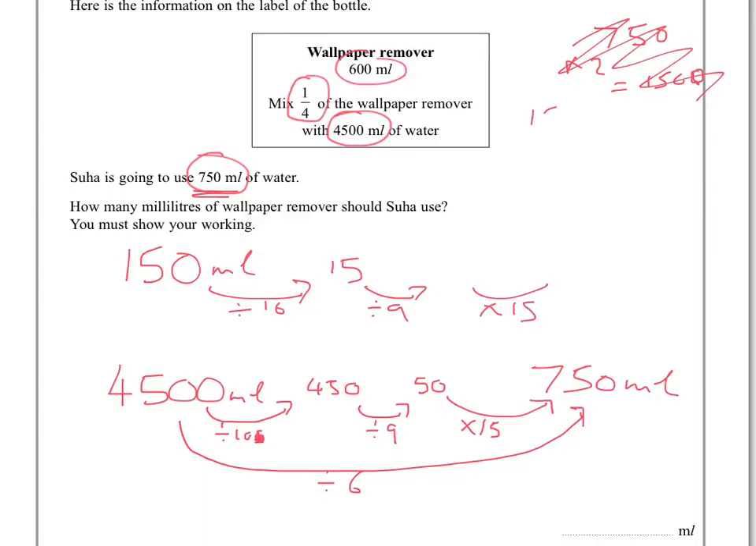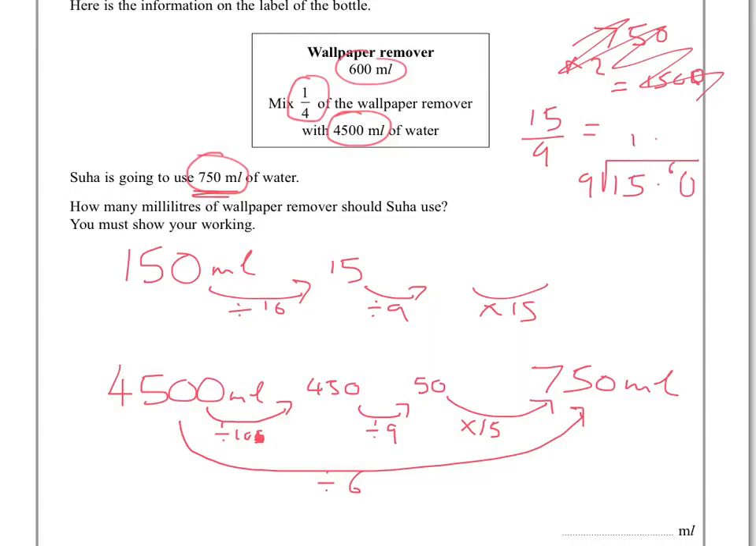Well, we could do that like this, 15 divided by 9. Or we could do it like this. How many 9s fit into 15? Which is the easiest of these? I think we'll go for just going this way. So how many 9s fit into 15 is 1 and 6 left over.